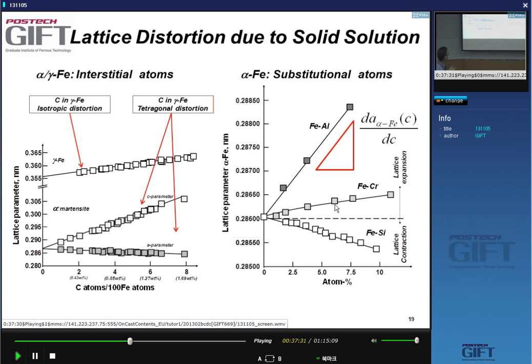So for instance, if I take gamma iron, austenite, and I add carbon, what do I find? I find that the lattice, the unit cell, just increases, becomes larger. So it's isotropic. If I do the same with carbon in alpha iron here. Please change this, there is an error here. It should be alpha iron, please.